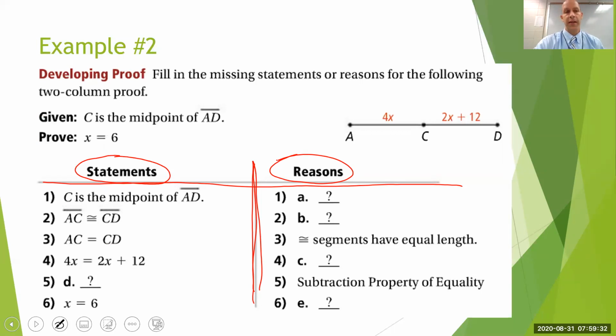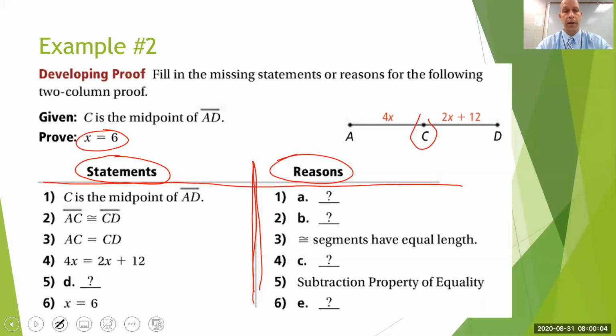So here's what the problem says. Given that point C is the midpoint of AD, we want to prove that x is equal to 6. Back in chapter 1, you would have just found x is 6, and you would have said, that's it, I'm done. Now you're still going to find that it's 6, but you actually have to prove it. So I've already got the proof pretty much filled out, but there's some missing things, and I'm just going to go ahead and fill these in. I'll try to explain my thinking.